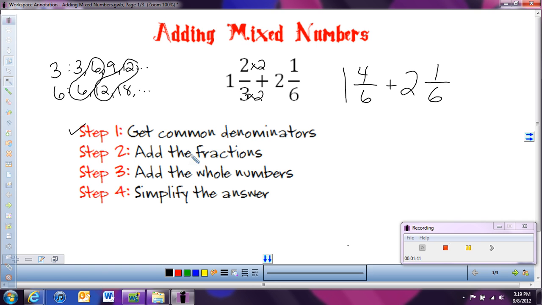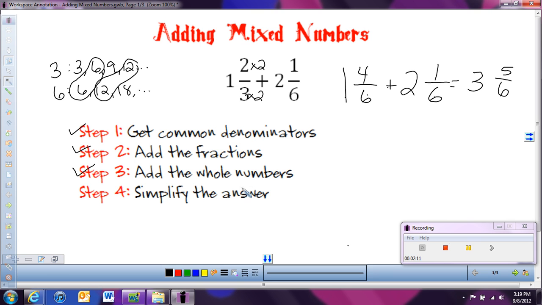Step 2 says we need to add the fractions together. Here I have 4/6 and here I have 1/6. I'm going to add those together: 4/6 plus 1/6 equals 5/6. Check, I have added the fractions together. Step 3 says add the whole numbers together. So we have a 1 and a 2. 1 plus 2 will give us 3. Check, we've added the whole numbers together.